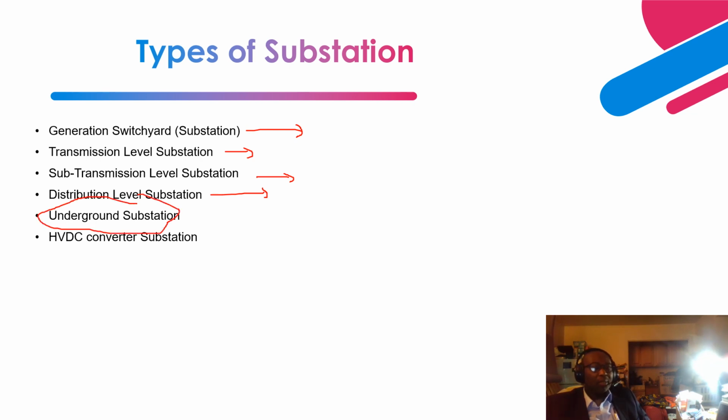The underground substations can come in between here. We can have a sub-transmission level substation that is located underground. We can also have a distribution level substation that is located underground. It's all based on the terrain and the environment. Sometimes they locate some of these substations underground, especially in a very congested city, a highly densely populated city.